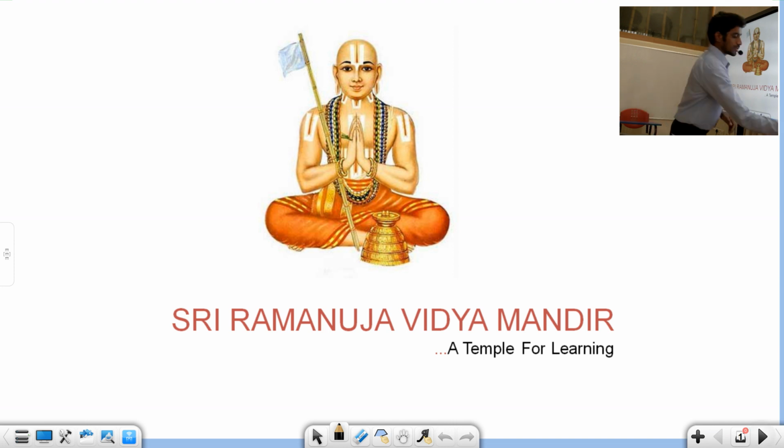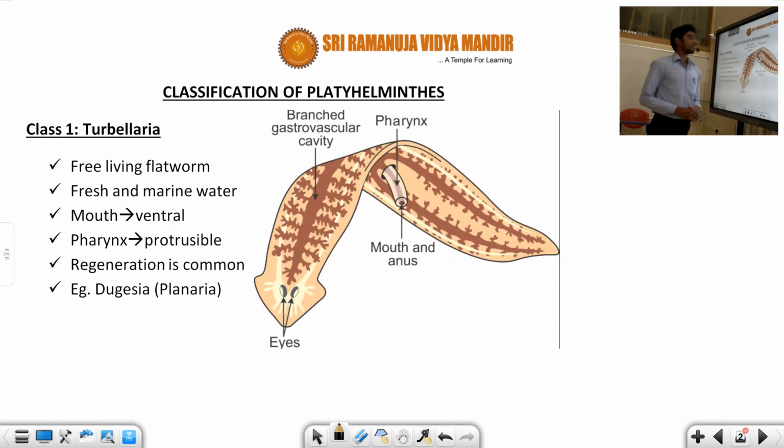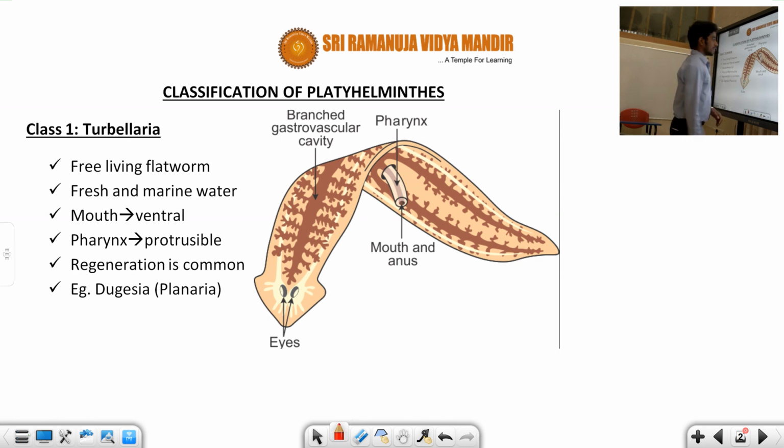Take a look here, students. This is the classification of Platyhelminthes, differentiated into three classes. The first one is Turbellaria. A common example of this class is Planaria.